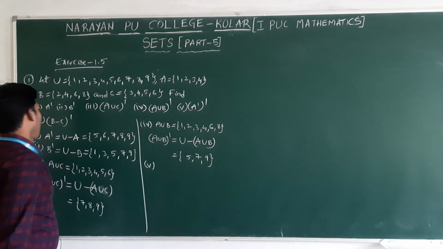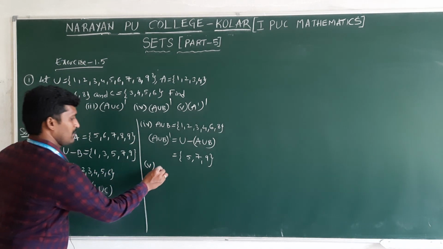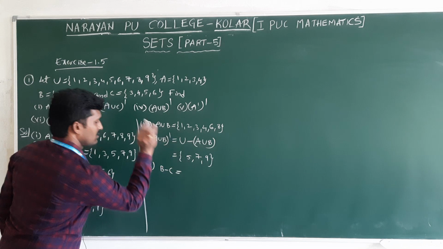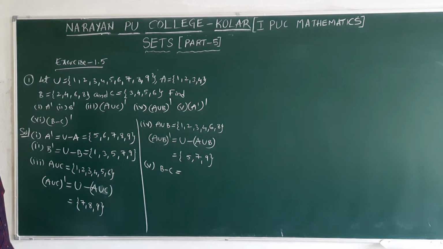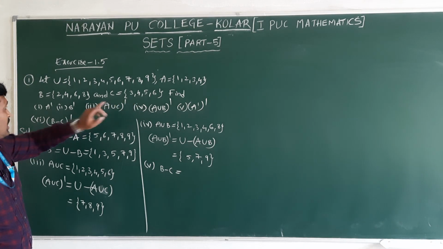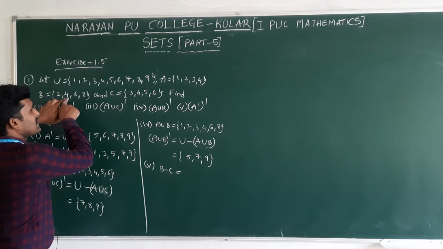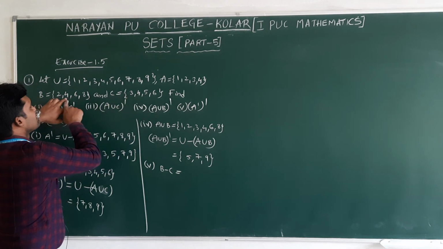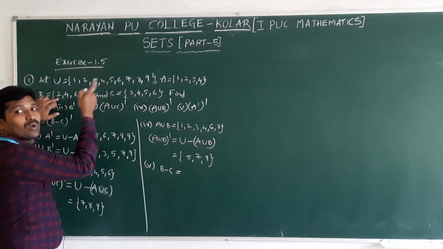Fifth question, B minus C. B minus C, first find out. Now here B minus C means what? From B, eliminate C elements. From B, any common elements are there? 4 and 6. Remaining what? 2 and 8.